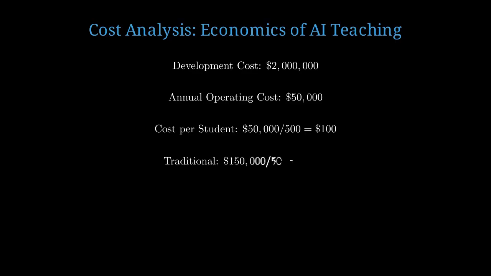Compare this to traditional instruction. A professor's salary plus benefits averages $150,000. For a class of 50 students, that's $3,000 per student. The AI system provides a 30-fold cost reduction per student. The initial investment is high, but it scales extremely well.